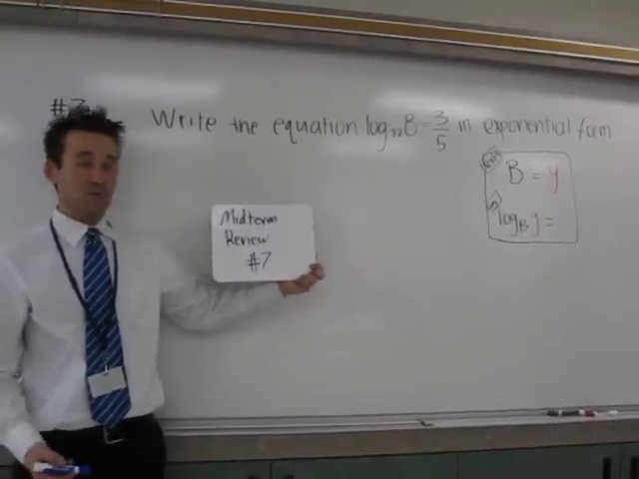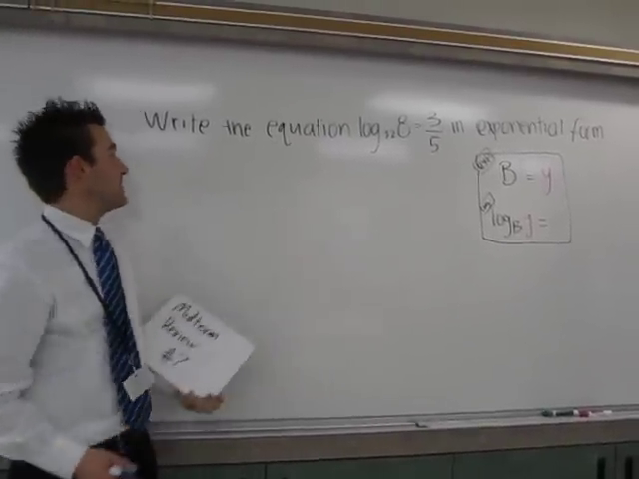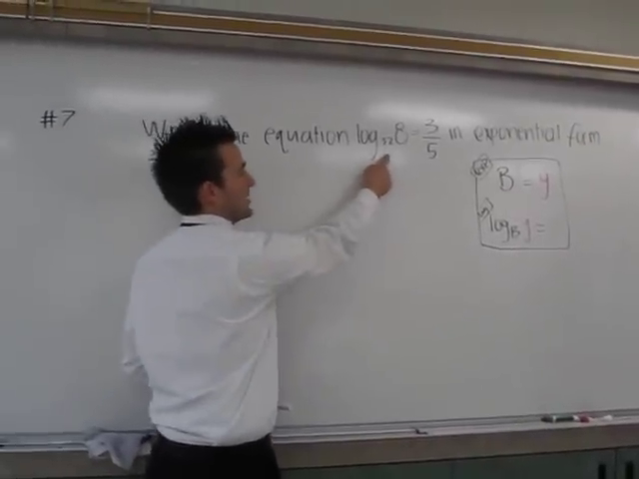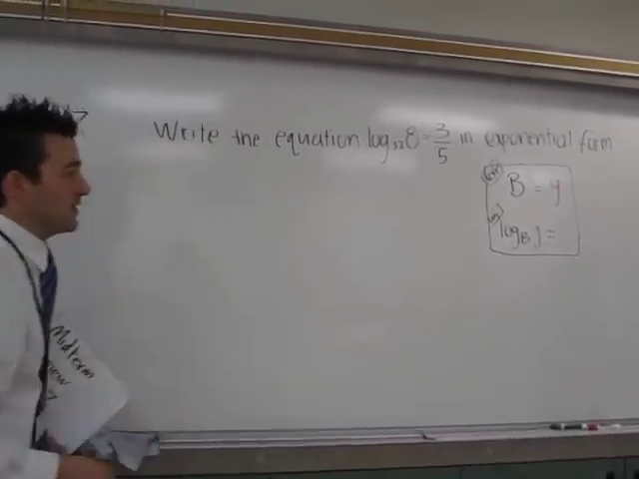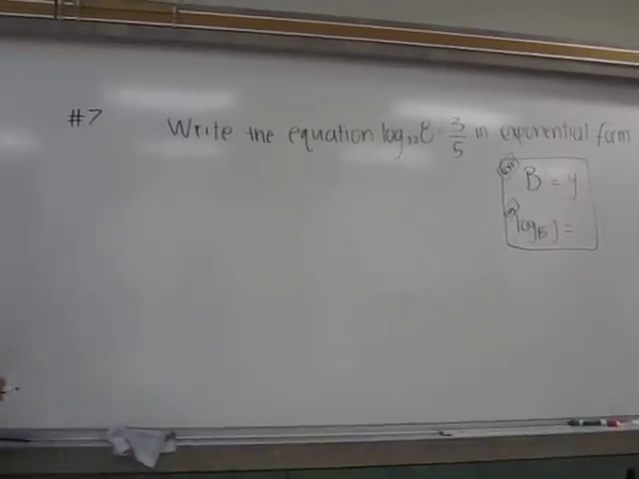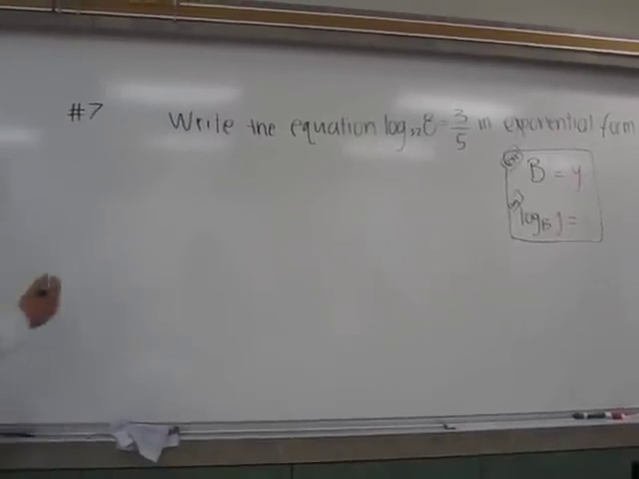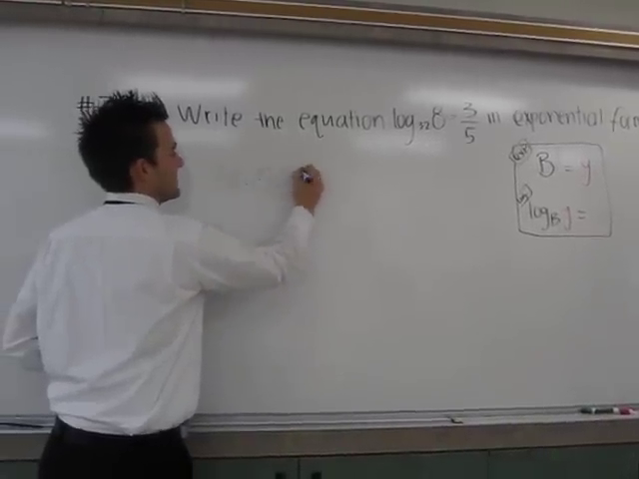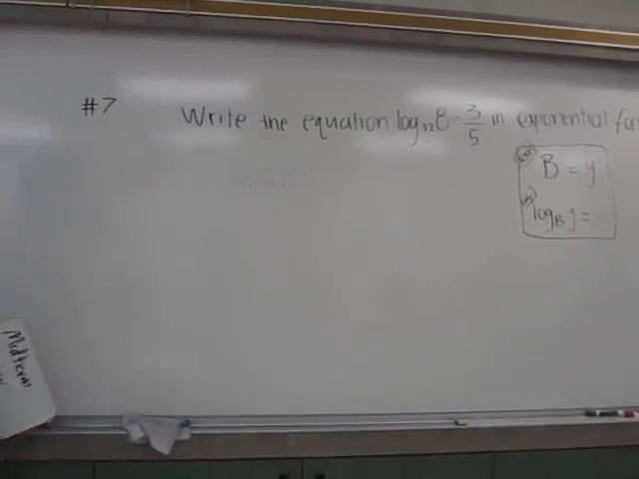This is for midterm review problem number 7. Our goal here is to write the equation log base 32 of 8 equals 3/5 in exponential form. The group in second period that did this problem says page 517 will be helpful in doing this problem.